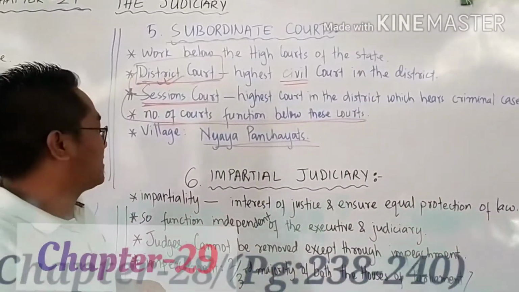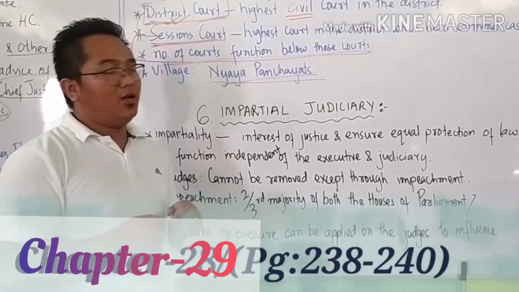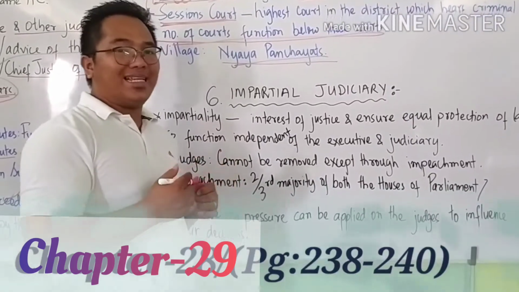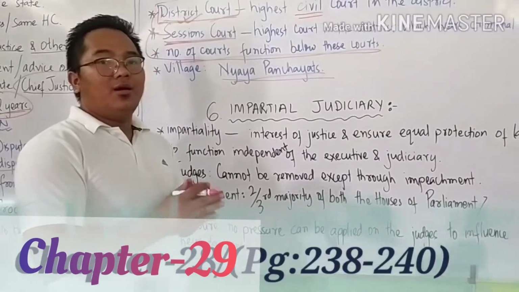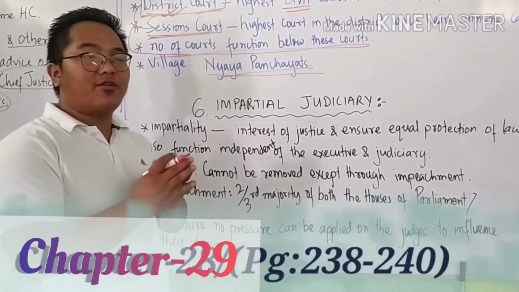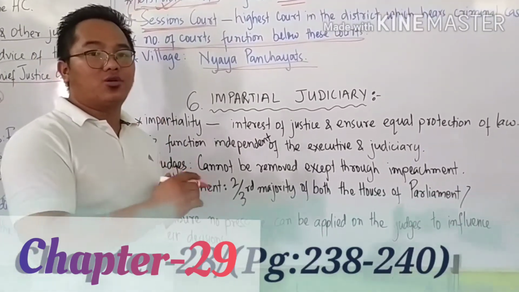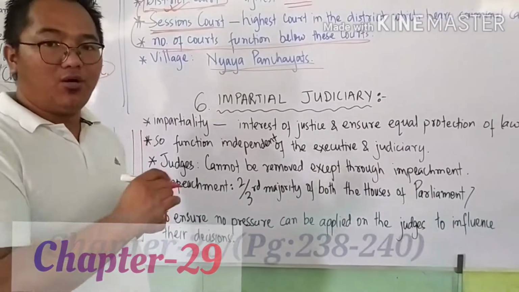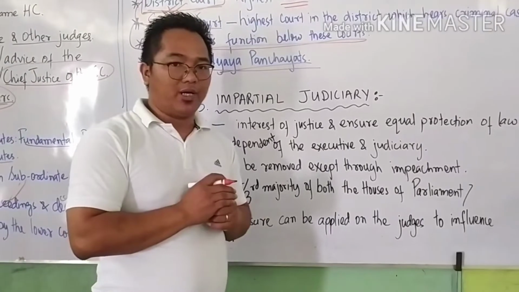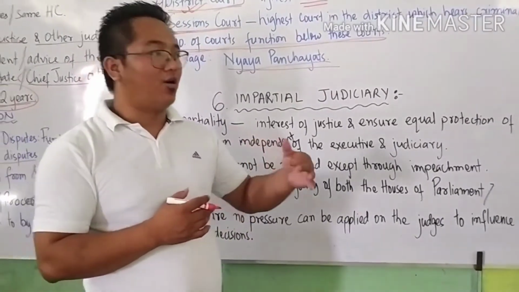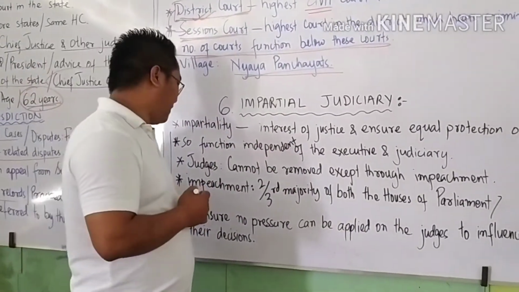Let's move to number 6, important points: impartial judiciary. Impartiality is important so that the judiciary functions in the interest of serving justice, and also so that the judiciary can ensure equal protection of the law to everyone without discrimination. That is why we have an independent judiciary. The judiciary functions independent from the influence of the legislature and the influence of the executive.